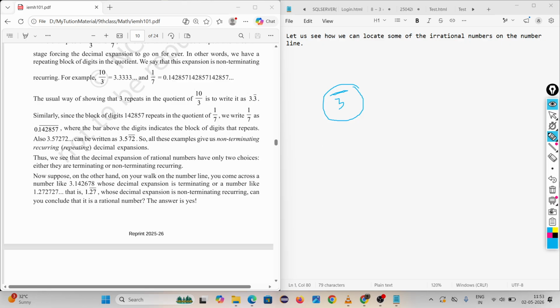Here you look, 3.57272. If I put the bar on 72, that means only this block of 72 is repeating, not 5. So all these examples give us non-terminating recurring decimal expansions.